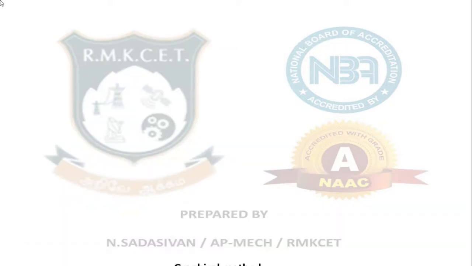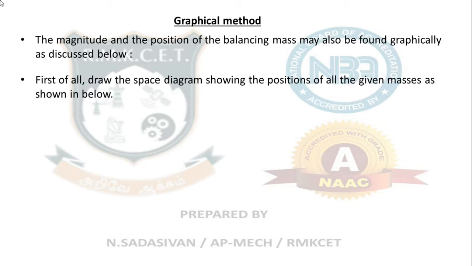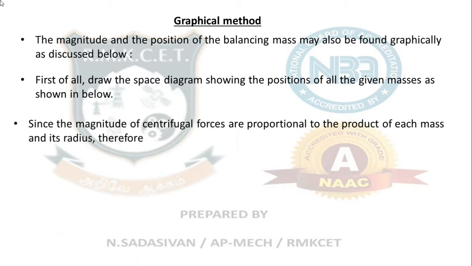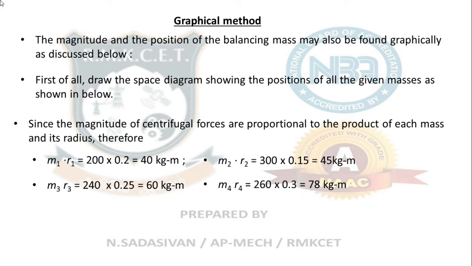Graphical method. Magnitude and position of the balancing mass may also be found graphically as discussed below. First of all, draw the space frame diagram or angular position diagram. Since the magnitudes of centrifugal forces are proportional to the product of each mass and its radius, M1 R1, M2 R2, all these values are tabulated. With this I am going to do the force polygon.